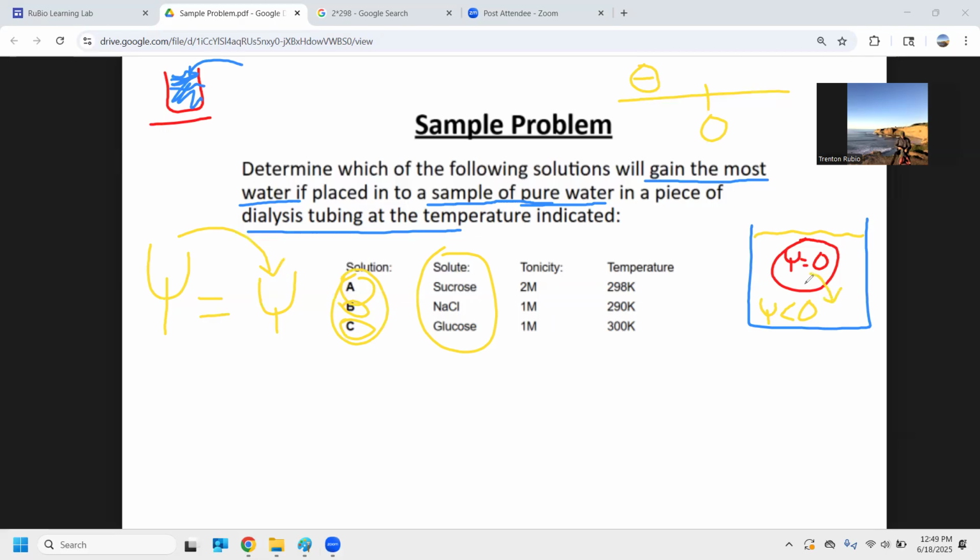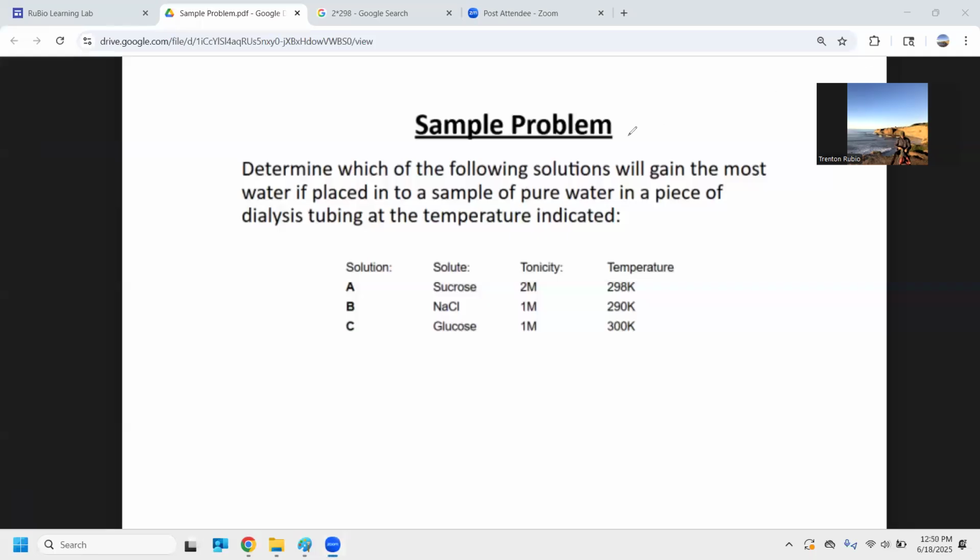When that water leaves, just like our example up here, this container is now going to weigh more. If I took the cell out, this container will weigh more than it did before I put the cell into it. So we want to know which of these solutions is going to result in the most water going into the beaker. Really, what are we trying to find? We're trying to find which solution will have the most negative water potential.